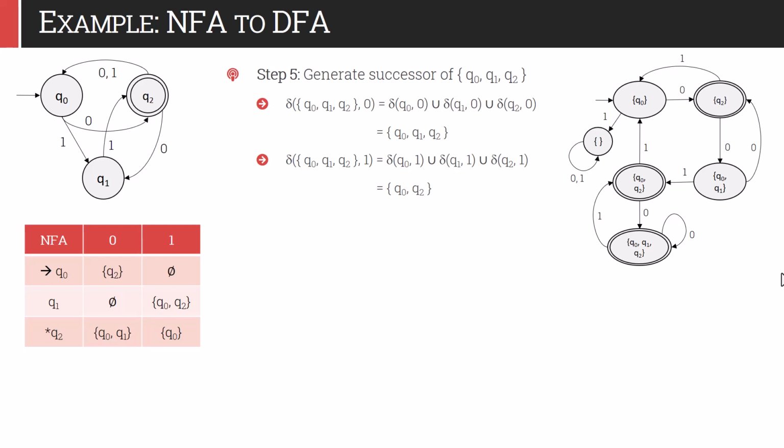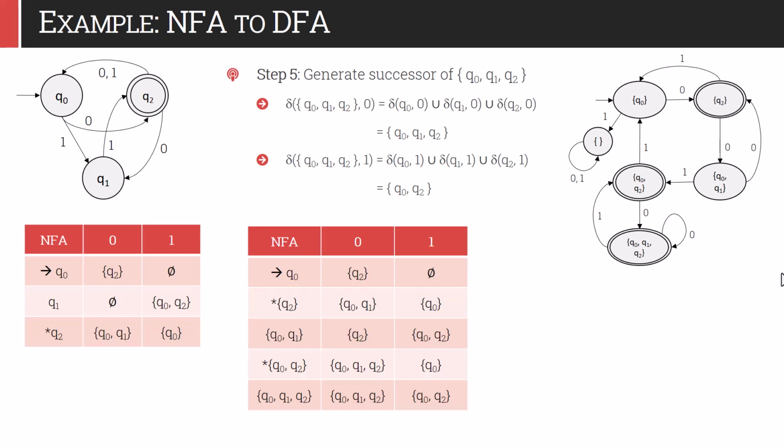We can replace or rename all the set of states. We can replace Q0 by A, Q2 by B, Q0, Q1 by C, Q0, Q2 by D, etc. But ultimately what we are doing is we are combining the set of states into single state so that it becomes now DFA. And this is the transition table for the DFA. We can always rename the set of states and represent it as a single state.